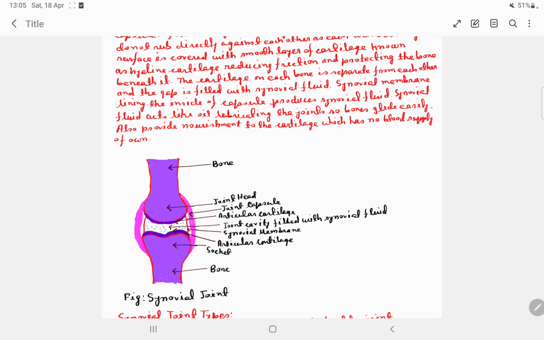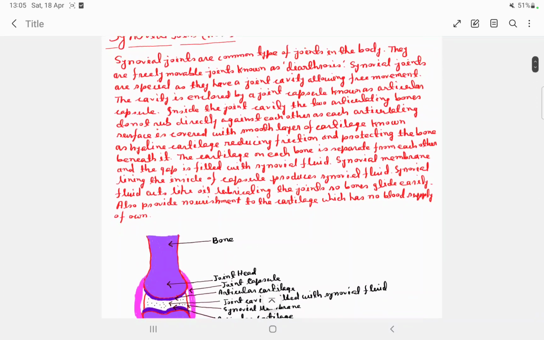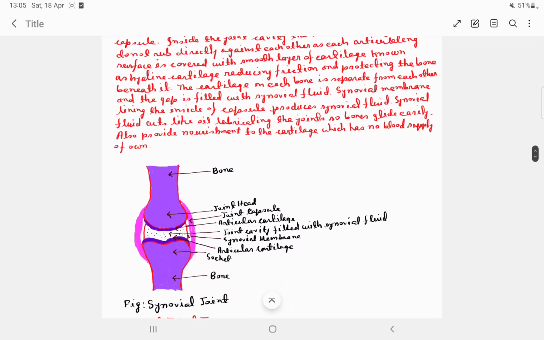This is also articular cartilage, which is basically hyaline cartilage. From the picture we can see that the two bones are separated from each other by the joint cavity, filled with the synovial fluid, which helps in free movement as well as reducing friction.